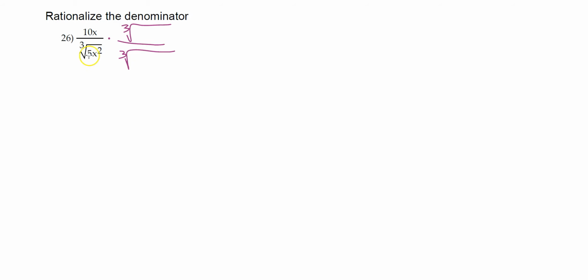I see a single 5. I need 2 more 5s. I see 2 x's. I need 1 more x. So on the top, same exact thing. Okay, so let me show you why this works.